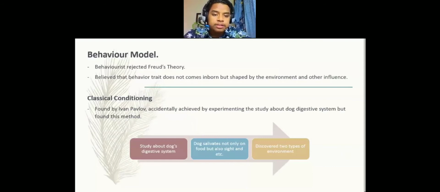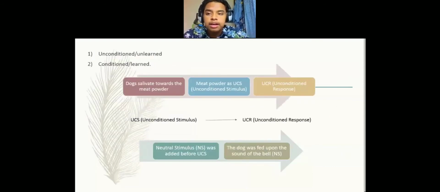Then he discovered two types of responses in this experiment: unconditioned or unlearned, and conditioned or learned. In this case, the dog salivates towards the milk powder, which is the food that we fed to the dog. The milk powder is the UCS, the unconditioned stimulus, and we also have the UCR, the unconditioned response. So with the UCS, here comes the UCR. So far, I hope you all understand.